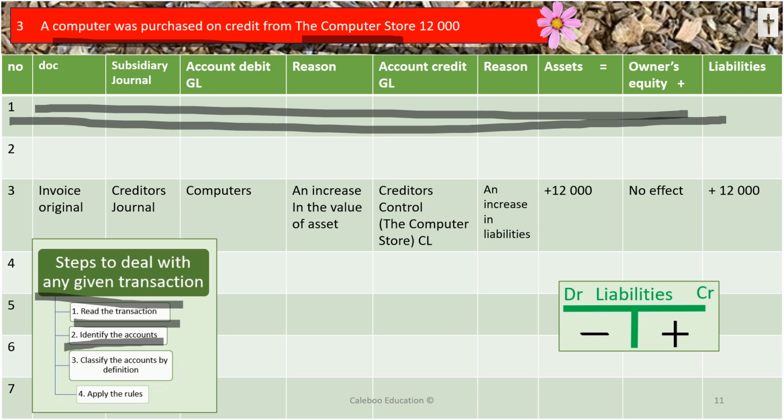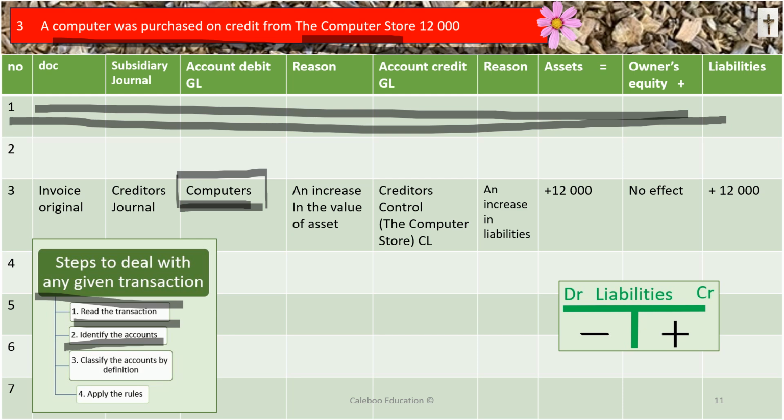Identify the accounts involved. In this transaction, we've decided to call the one account computers, as the account is big enough. It could have fallen under equipment. It depends how you decide to name your accounts. We're going to call this account computers.